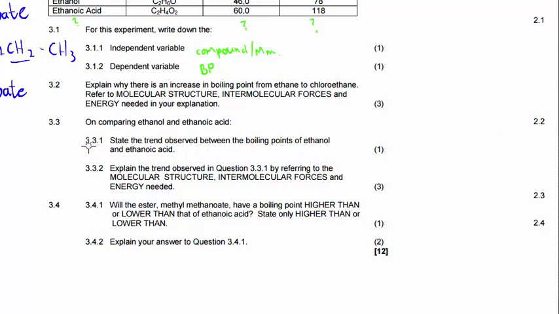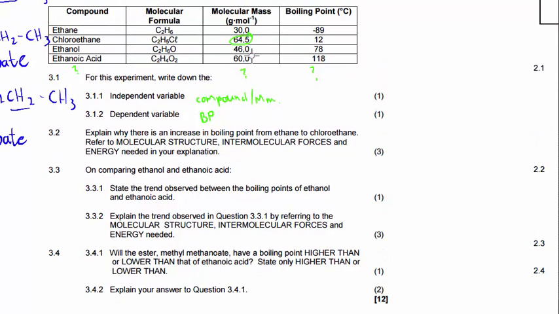Okay. On comparing ethanol and ethanoic acid, state the trend observed between the boiling points of ethanol and ethanoic acid. There we have ethanol and ethanoic acid. It's increasing. Okay. So what do you see in the trend observed?